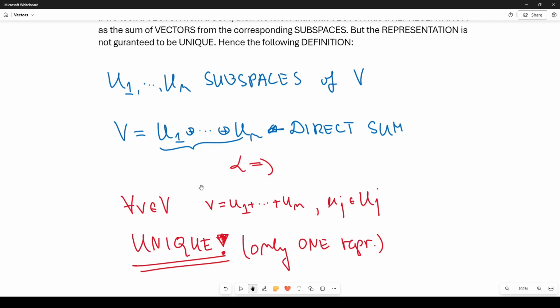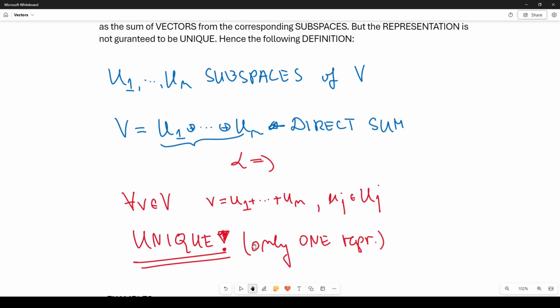So sums versus direct sums. If a vector space is a sum of subspaces, then that means that every vector is representable as a sum of this form. But the representation does not have to be unique. There could be multiple ways of expressing the same vector v as sums of all sorts of vectors from our corresponding subspaces. But if something is a direct sum, then there is only one way to express v using the vectors from our subspaces. So that's the key difference.